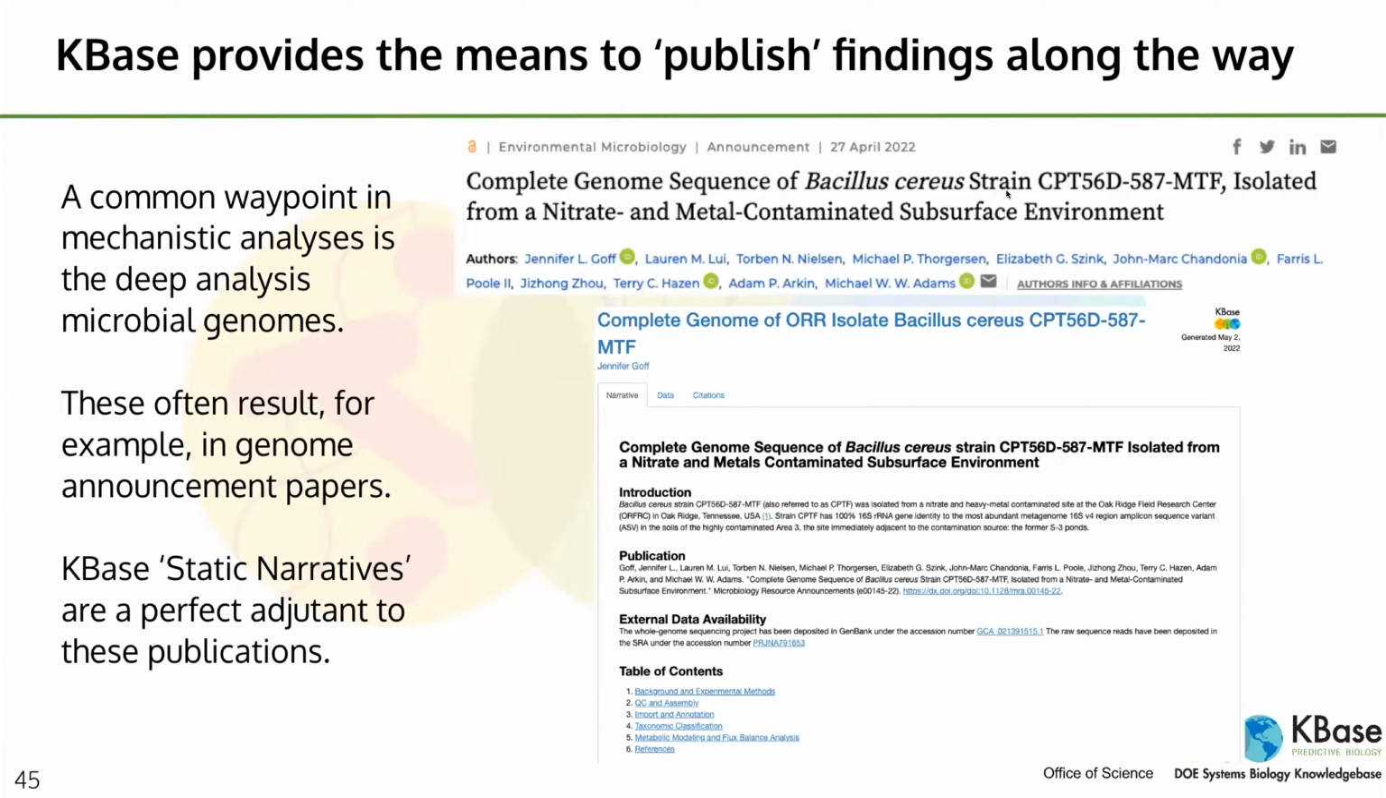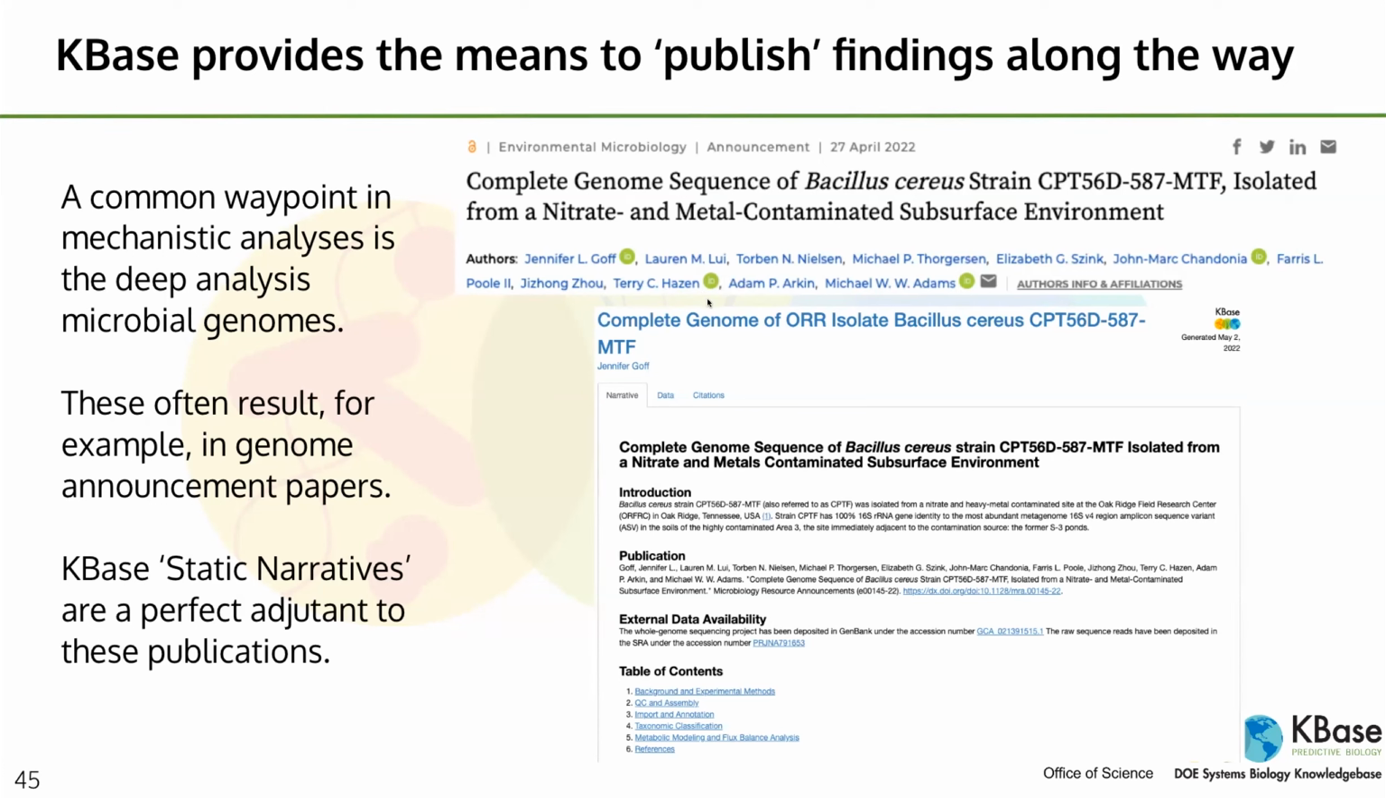I'm bringing this to your attention for the following reason. In the course of research, you often get these things that come up along the way that you can publish, and you wanted to do that. This is a common waypoint in mechanistic analyses. You find a new genome, you assemble it, you annotate it, you annotate it very deeply, and KBase allows you to build these sort of genome announcement papers that have a lot of depth.